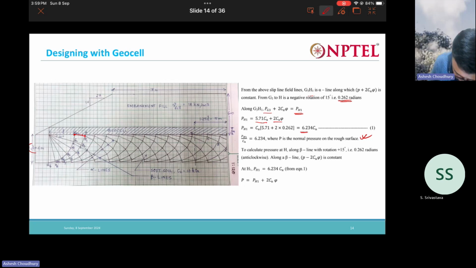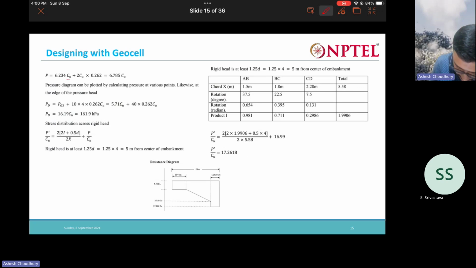Now we need to calculate the pressure at point H. We actually have to calculate the pressures at all these points at the base of the geocell. Now we know H1, and again we have to go up to point H along the beta line. To calculate the pressure at H along the beta line, the rotation is plus 5 degrees, anticlockwise along the beta line. So at H1 we have this, and the pressure at H will be PH1 plus 2 Cu times the angle, the same process we are following.